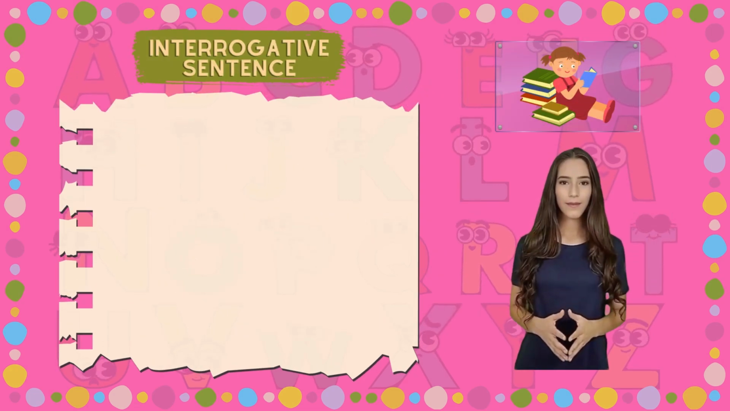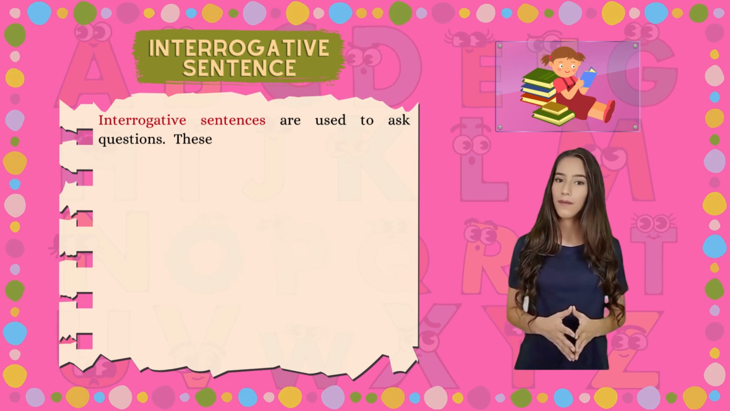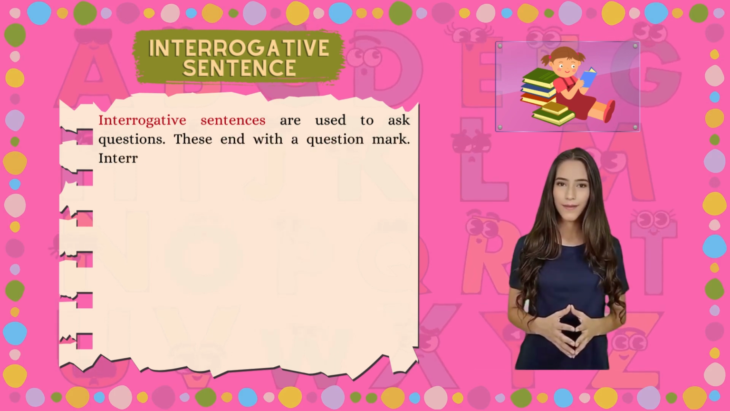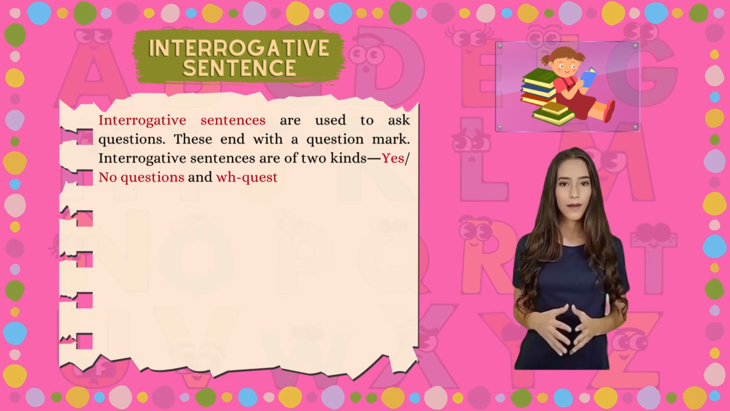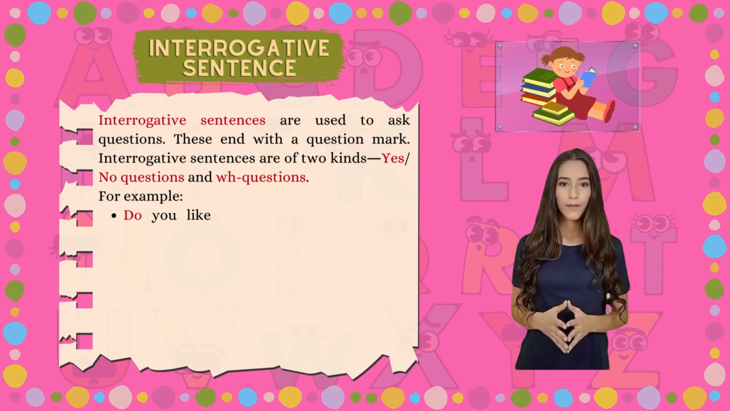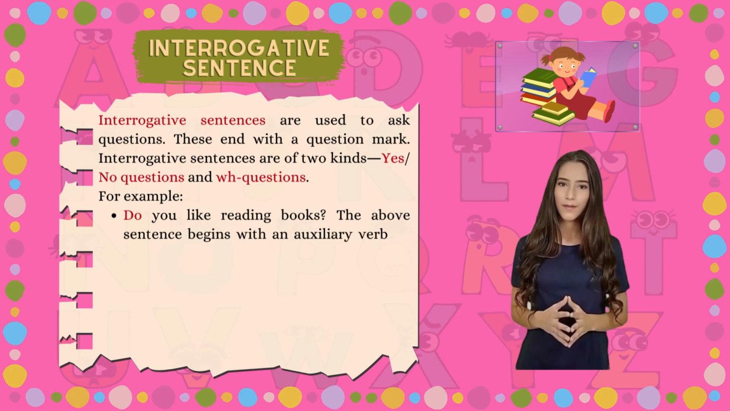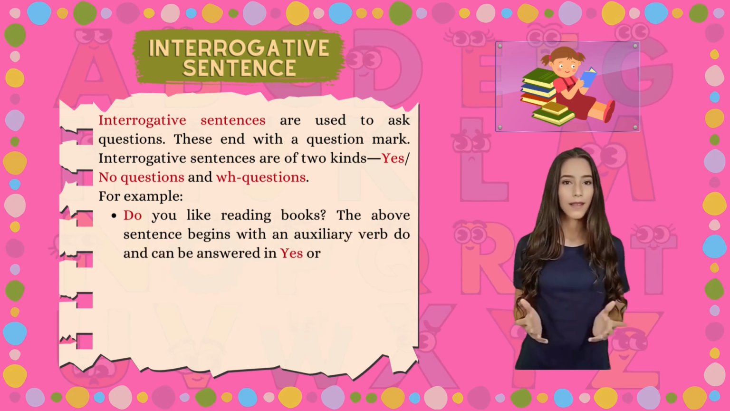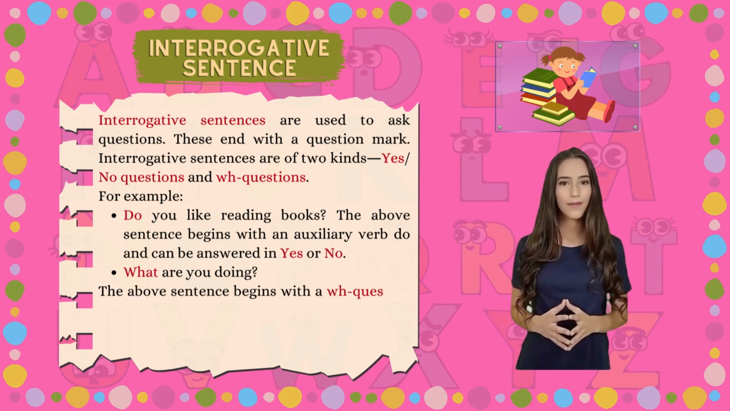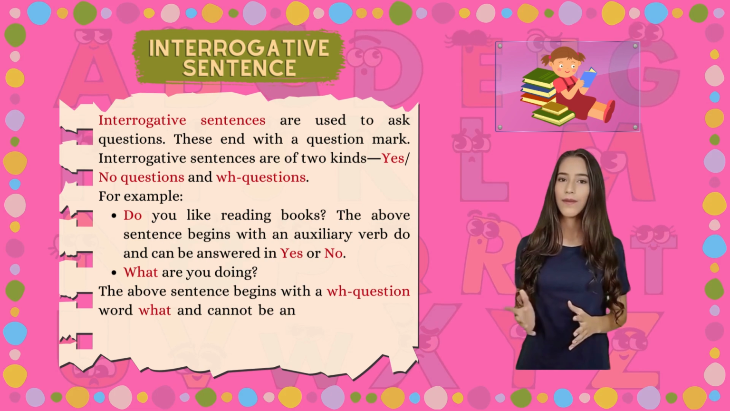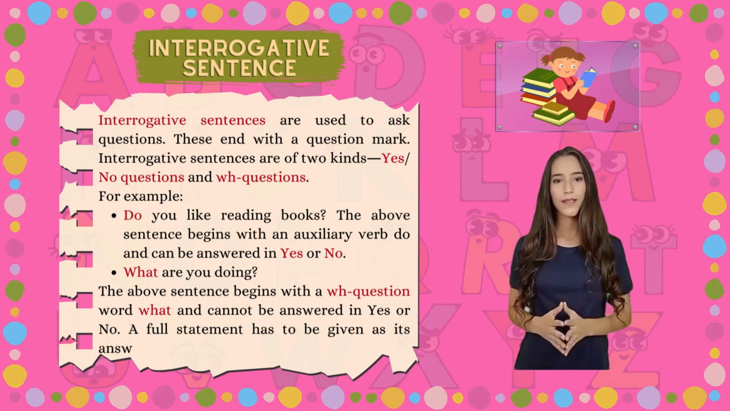Interrogative sentence. Interrogative sentences are used to ask questions. These end with a question mark. Interrogative sentences are of 2 kinds: yes/no questions and WH questions. For example, do you like reading books? The above sentence begins with an auxiliary verb do and can be answered in yes or no. What are you doing? The above sentence begins with a WH question word what and cannot be answered in yes or no. A full statement has to be given as its answer.